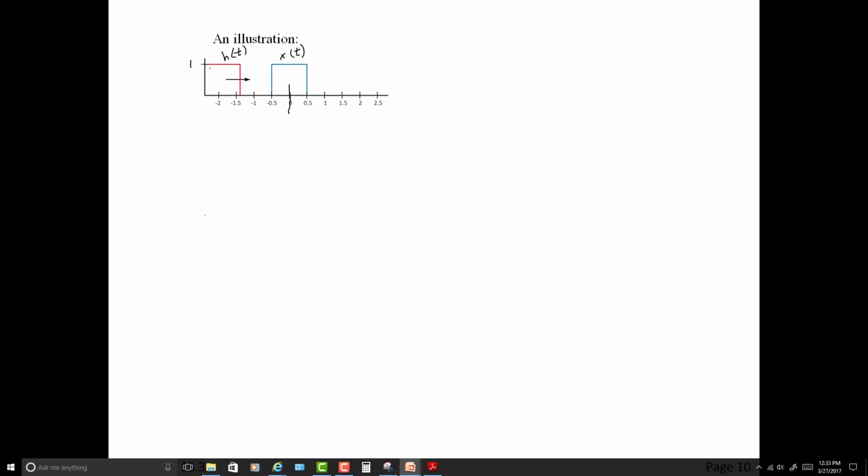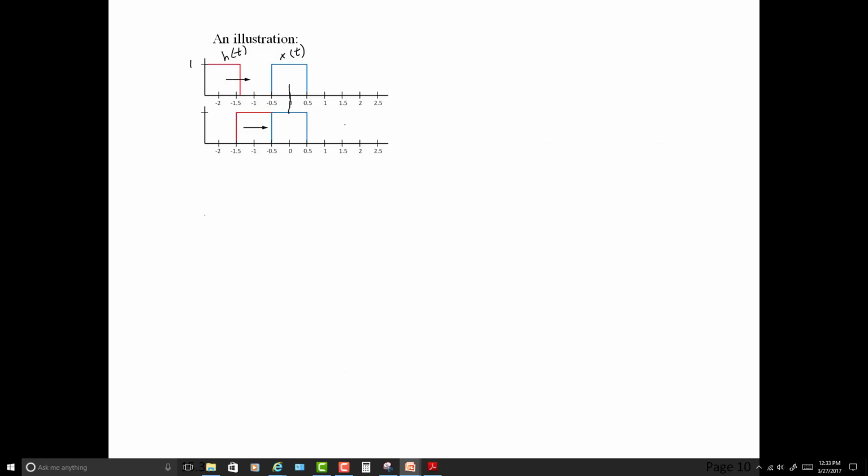They're 1 by 1 boxes. Nice, so that the area is 1, and as they intersect, it's real easy to figure out what the area of intersection is. Okay? And I'm going to move h of t toward x of t. Now here they are right before they actually, they're just touching, but they have not intersected.